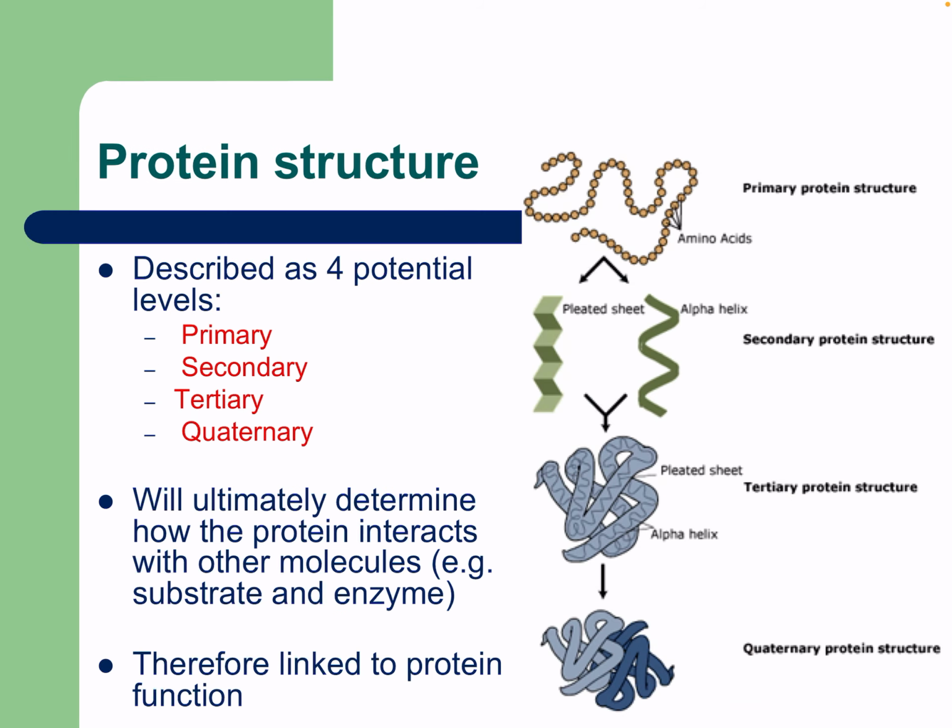So protein structure. Here we have primary, secondary, tertiary, quaternary. Here we can see our linear amino acids. Here we have our alpha helix and beta pleated sheet. Here we have our pleated sheets and alpha helix folding together, and then this is a bunch of folded proteins together, but we'll get to each of these individually. So as we described, there's our primary, secondary, tertiary, and quaternary. These protein structures will ultimately determine how a protein interacts with other molecules, like a substrate and enzyme, and therefore they're linked to protein function.